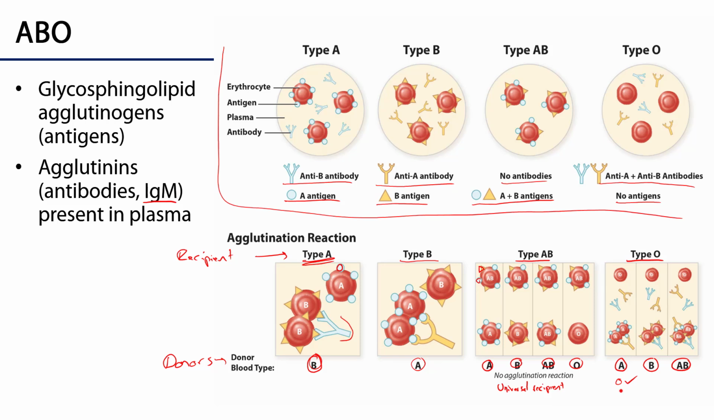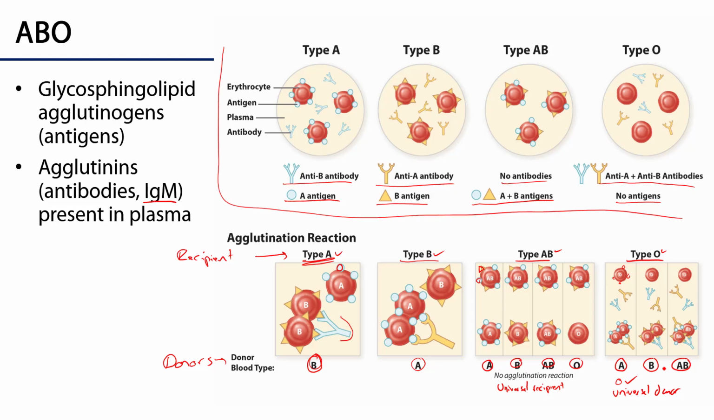Yet type O, because it has no surface antigens, can donate to type A, to type B, to type AB, and to type O. As a result, we refer to type O blood as the universal donor.